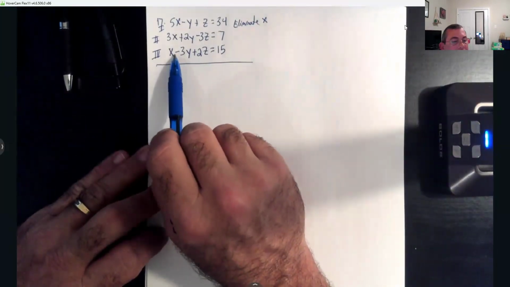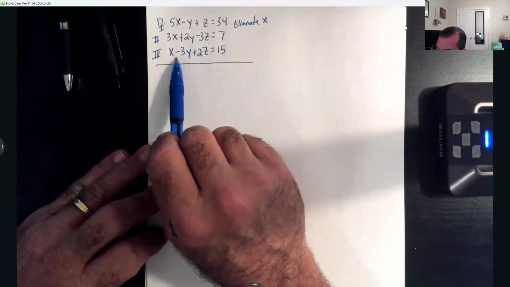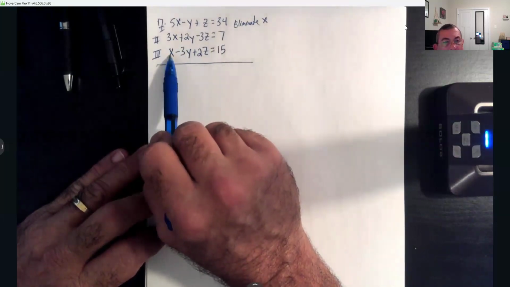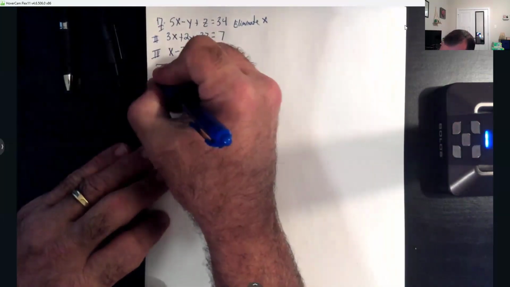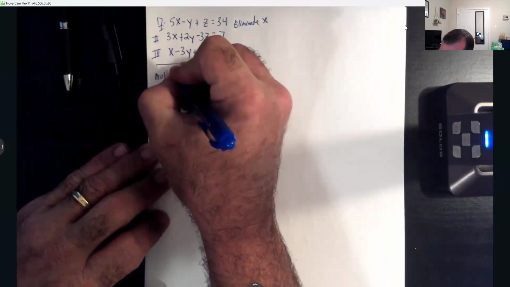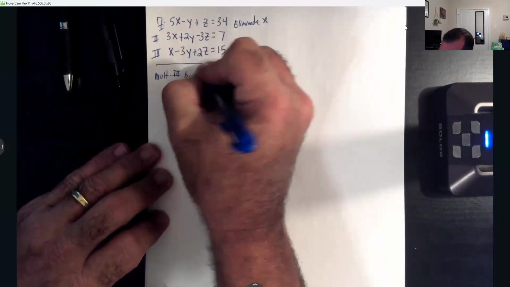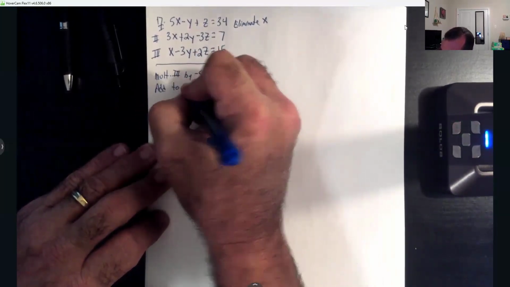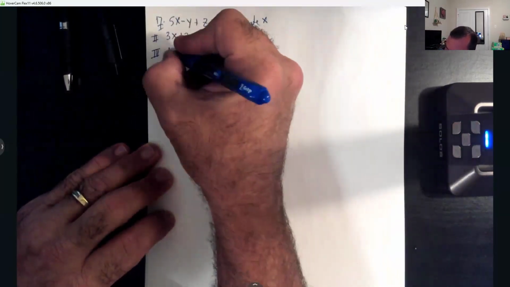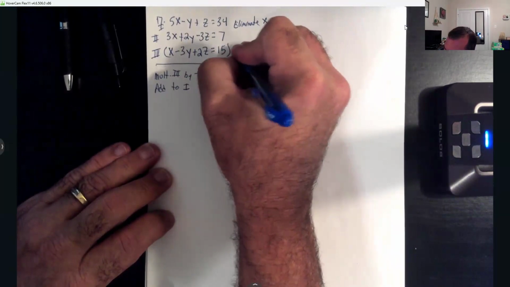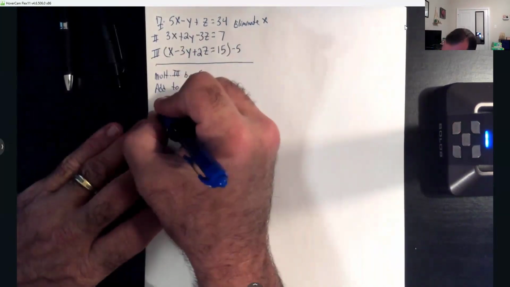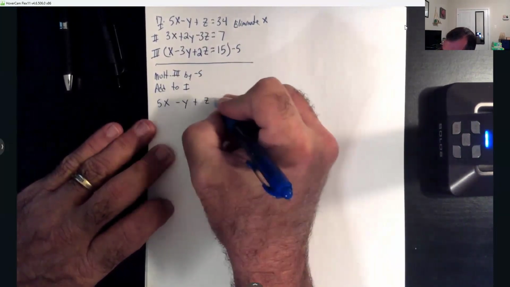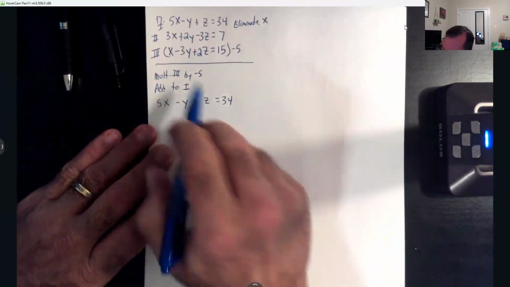So I notice I got a single X here. So what I'm going to do first, I'm going to eliminate this 5x by multiplying this row by negative 5. So I'm going to multiply 3 by negative 5. And then I'm going to add to equation 1. So I didn't change 1, so I'm going to bring it down. 5x minus y plus z equals 34.